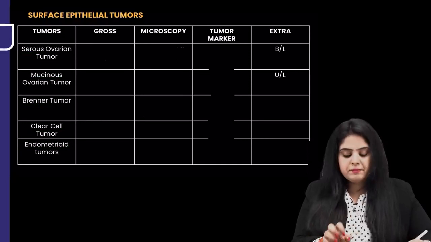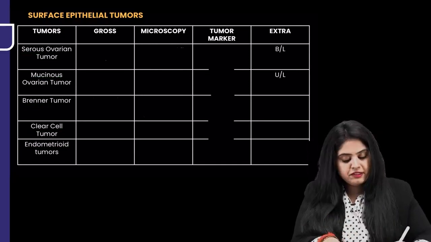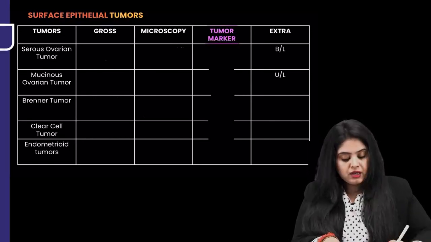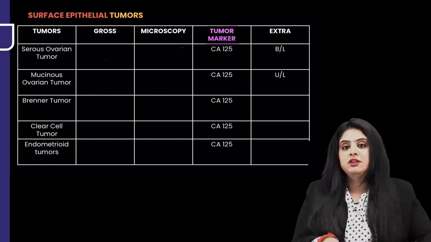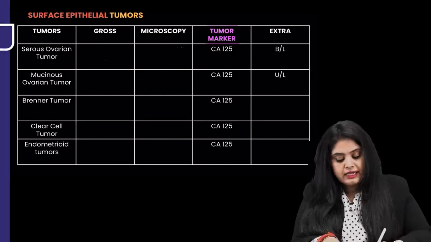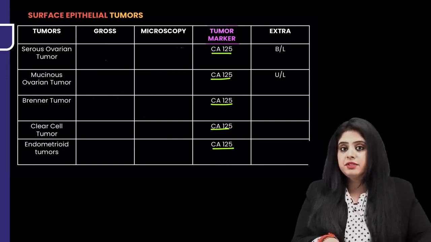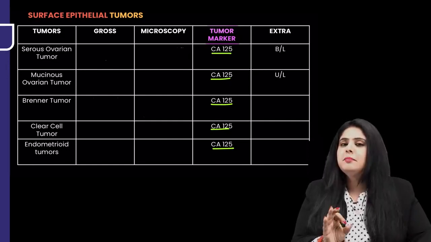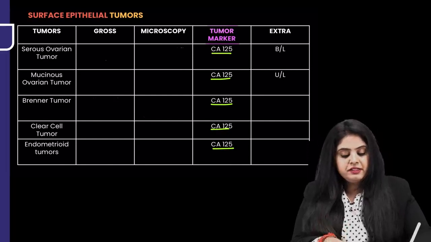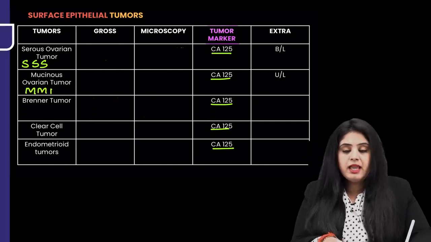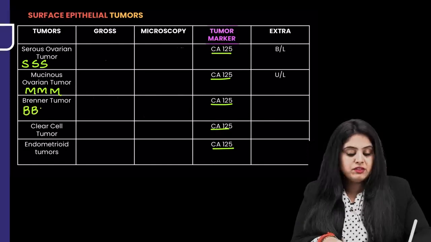Can I concise them? Yes. Every surface epithelial tumor that you're going to talk about shall have a common tumor marker, and that is CA125. So at least one part of the table is sorted for me. CA125 is the common tumor marker for all the surface epithelial tumors. In this, the best way of learning it is, for serous you will make it SSS, for mucinous you will make the story MMM, for Brenner you will make the story BBB.